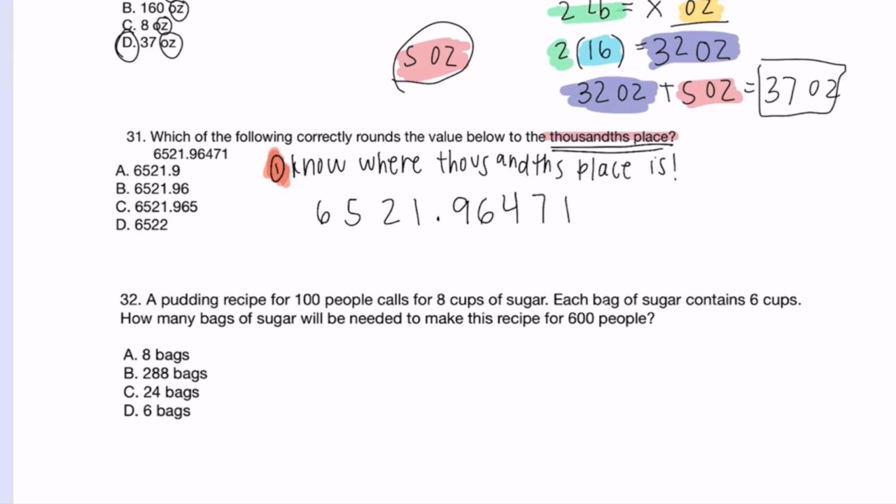It is important to know that the ones place is always to the left of the decimal. So it's always going to be right here. This is the ones place. And then it's asking for thousandths. So tenths, hundredths, and then here is your thousandths.